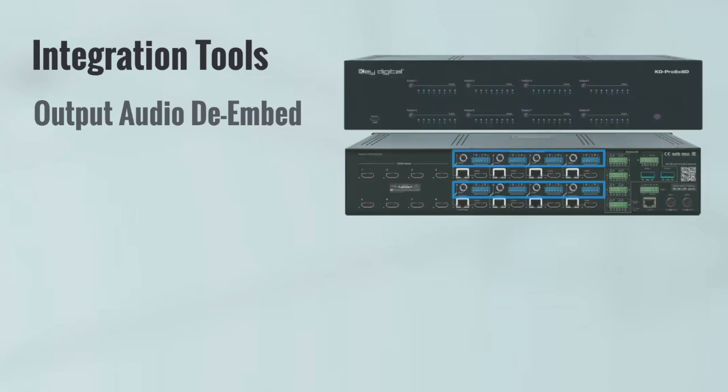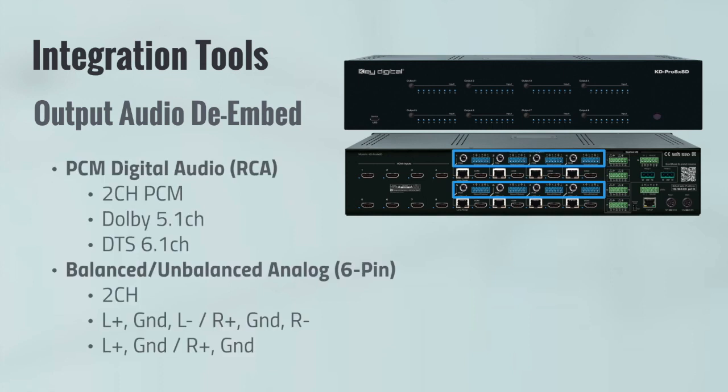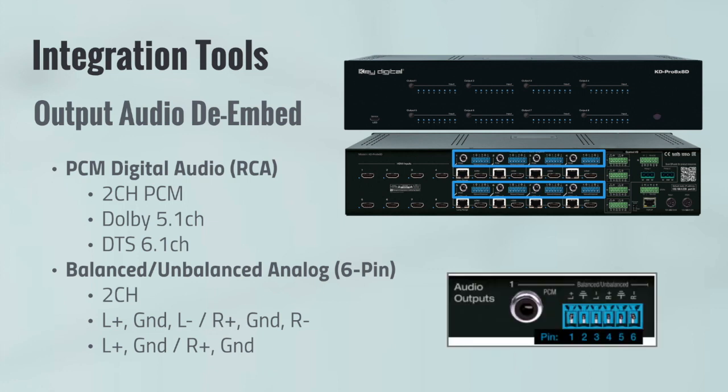Let's look at some of the integration tools of KD-Pro8x8D, beginning with output audio de-embedding. The output audio de-embed has balanced, unbalanced, analog, and digital PCM on a coaxial connection. The digital audio supports 2-channel and multi-channel surround formats up to Dolby and DTS 5.1 and 6.1, whereas the analog connection uses a 6-pin Phoenix connector, only supporting 2-channel, and if you're using it for unbalanced, you just go with the positive and ground connections.